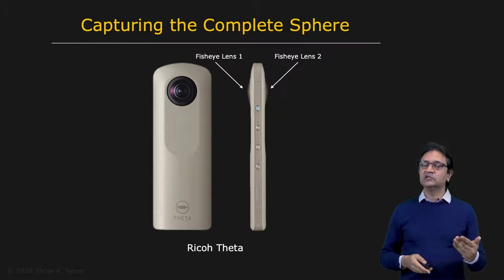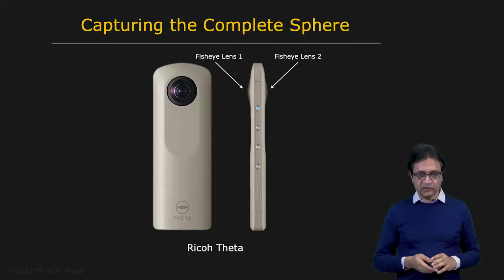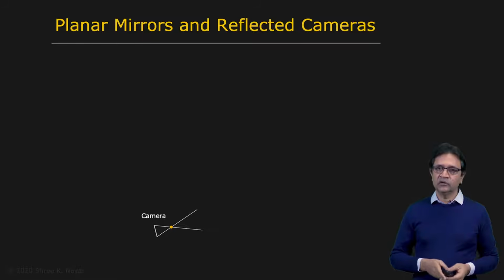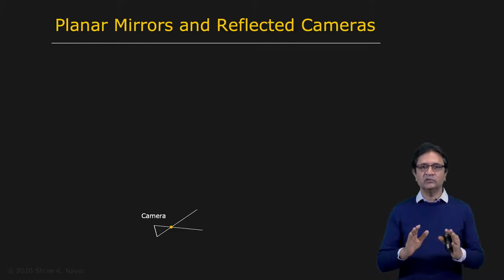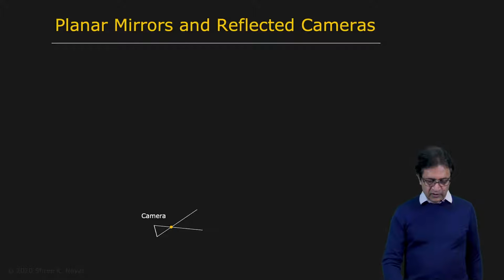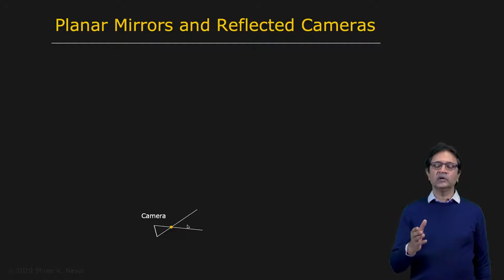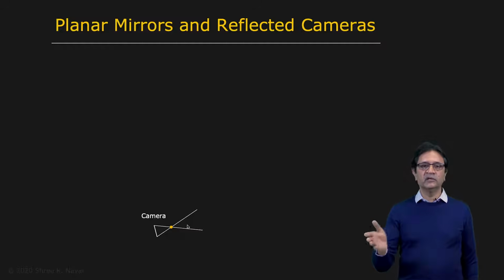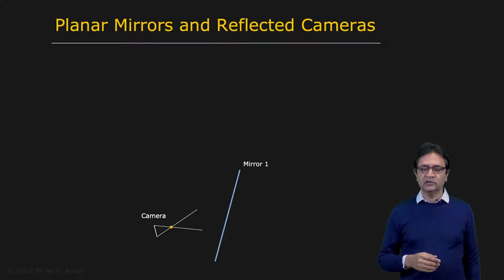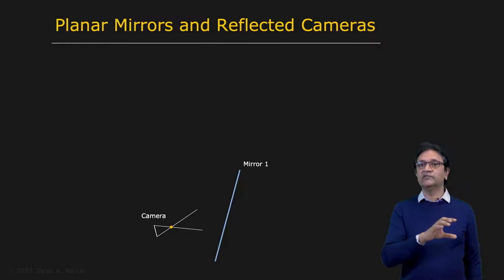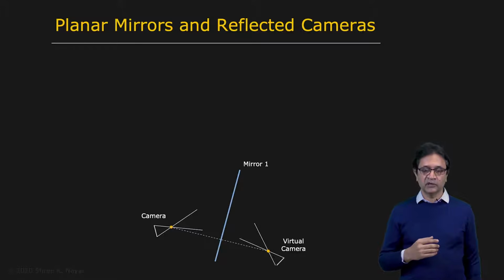And the way you do it is by introducing mirrors into the imaging system. So let's now talk about what you can do with mirrors. We'll start with planar mirrors. Here you have a camera, and this is your pinhole or center of projection of the camera. This is your image sensor, and this is your field of view. So now think about what happens if you place a mirror in the field of view of this camera as such. Well, what happens is that this real camera essentially gets reflected by the mirror to create a virtual camera.